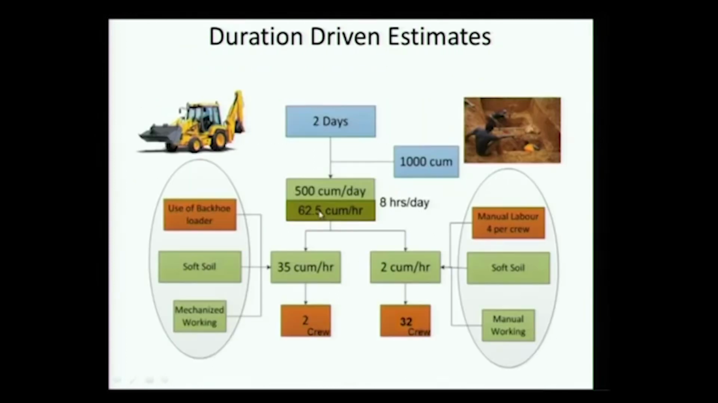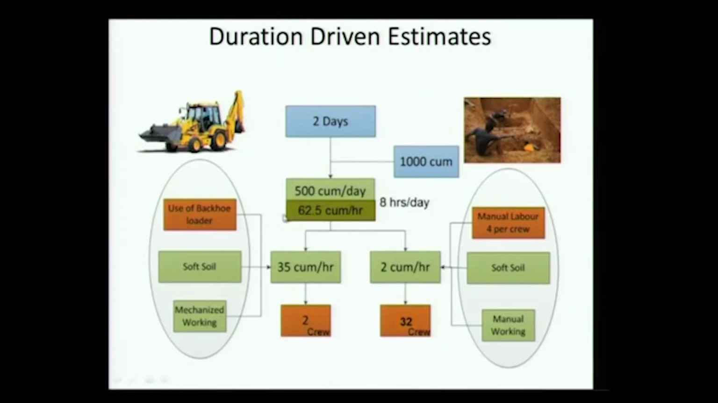Okay, let us take this flow chart here. So this shows you the example. We have 2 days, which is the duration of the project. 1000 cubic meters is the total quantity of work. Now, if I have to do 1000 in 2 days, each day I have to do 500 cubic meters, taking an 8-hour day. So that is so much per hour. This gives me the requirement on an hourly basis.